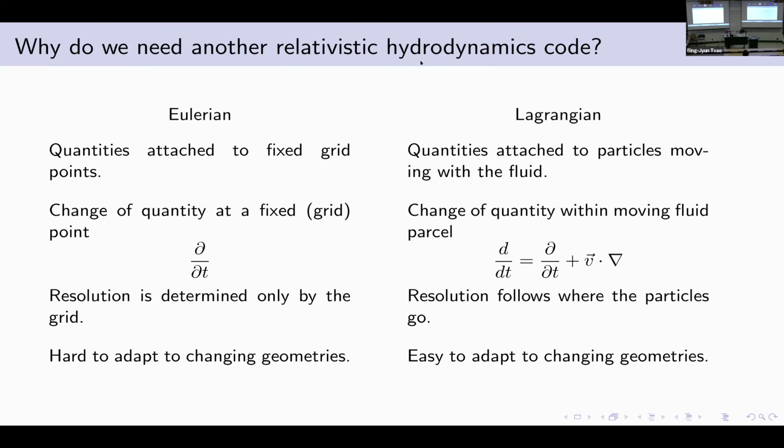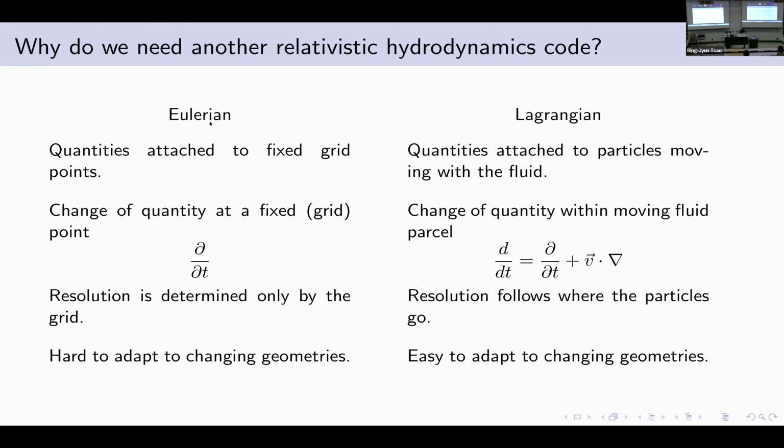So why do we need another relativistic hydrodynamics code? And the main answer is diversity. SPH codes use a Lagrangian approach to the hydrodynamics, which is very different, and it's always good to have different codes with different methods so we can compare results and make sure things are done correctly.